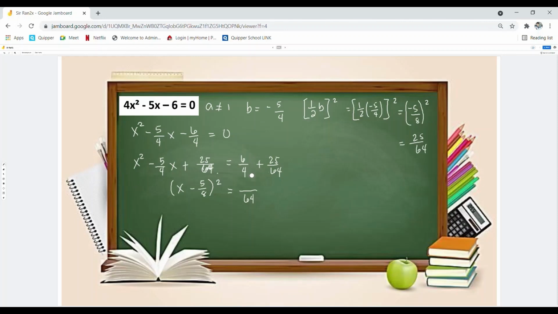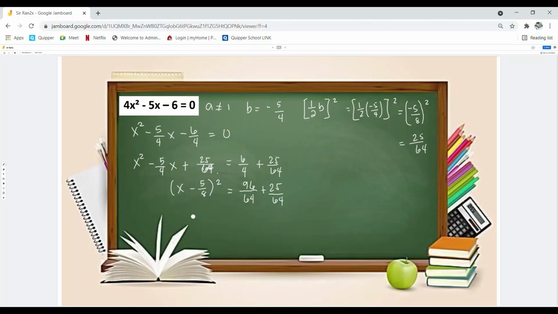So what is 16 times 6? Think about it. What is 16 times 6? 4 times 16 is 64, so you just add 32. That means you have 96, right? Then you have 25 over 64. They become similar now. Simplify this first.